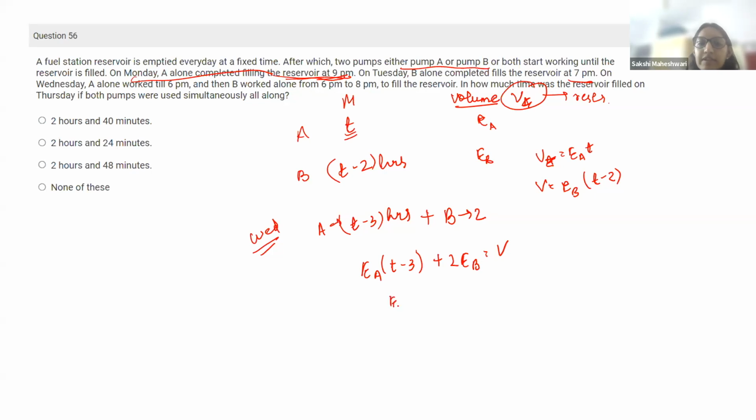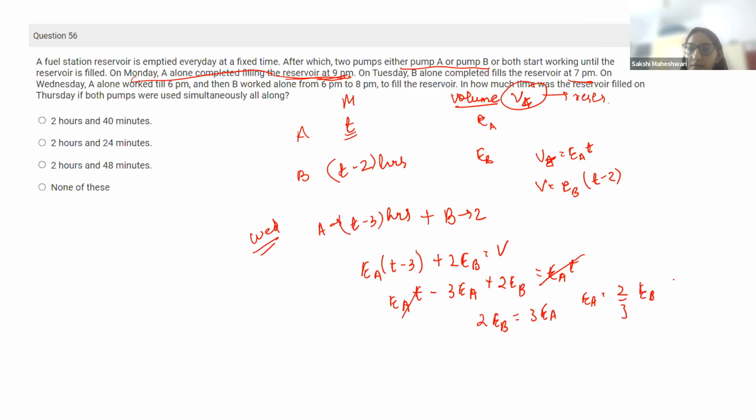So for example, if I equate this, EA T minus 3 EA plus 2 EB equals EA T. So I can come to this equation. See, this is a tough question, guys. We are getting 3 EA equals 2 EB, so EA will be 2 by 3 of EB. So let's equate this now. EA T is equal to EB into T minus 2. And EA is 2 by 3 EB.